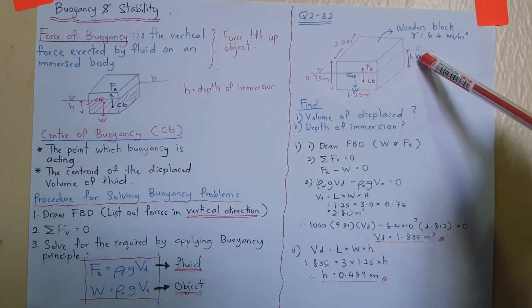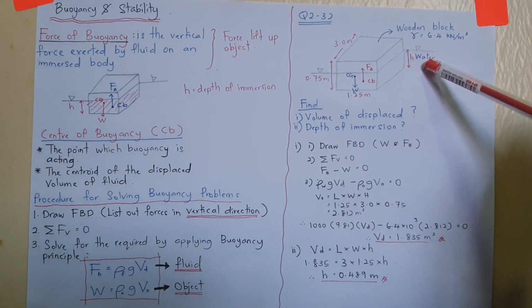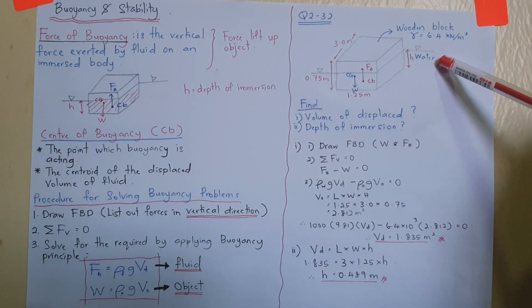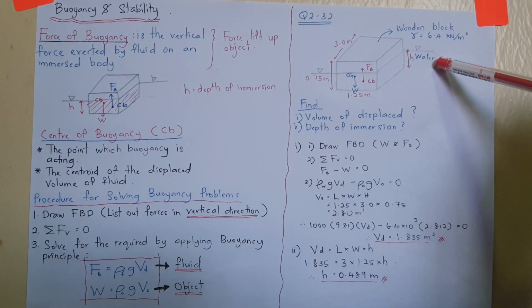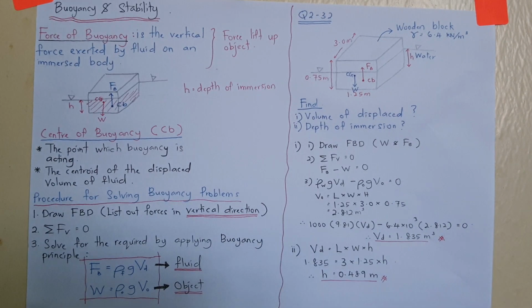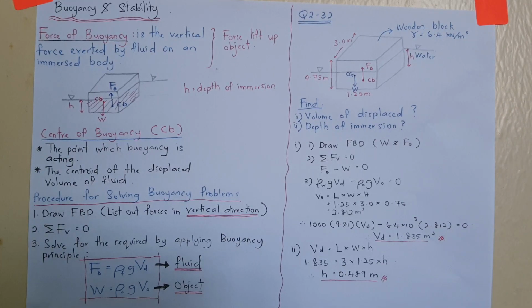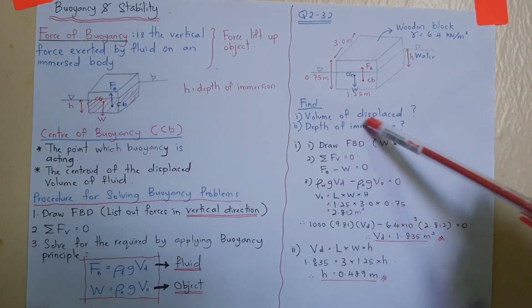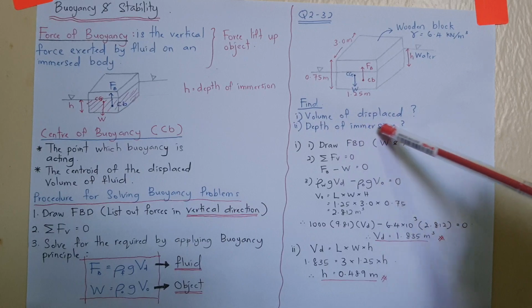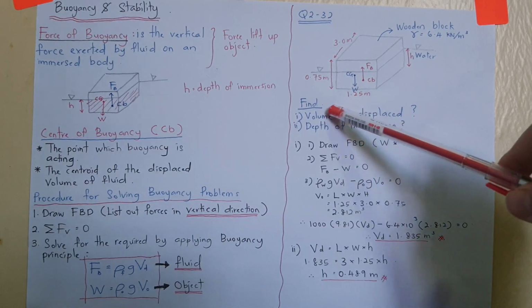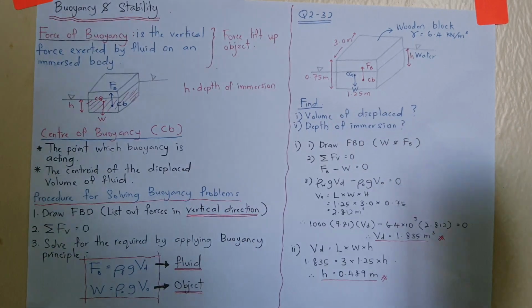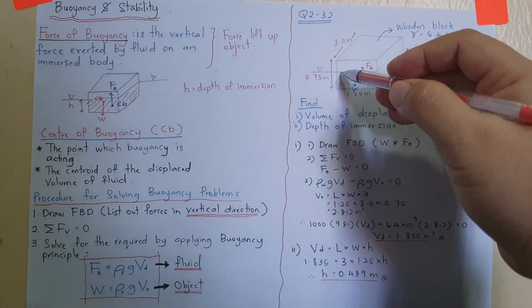So for water, we know the density is 1000, and the specific weight is about 9000 something. So the water is denser than the wooden block, so the wooden block will float. The problem is to find the volume displaced and the depth of immersion. Okay, what is the volume displaced? So this is the volume displaced.